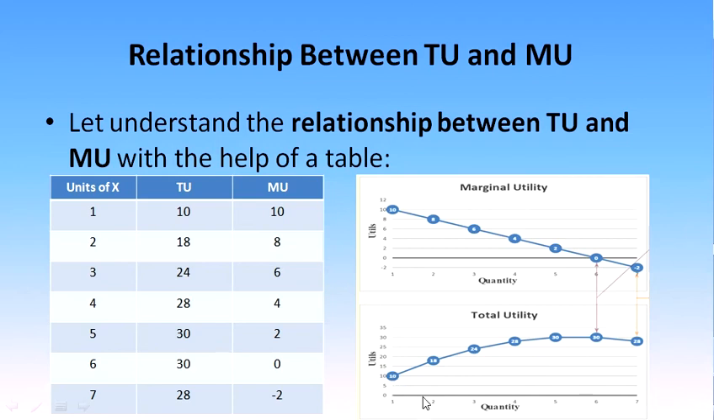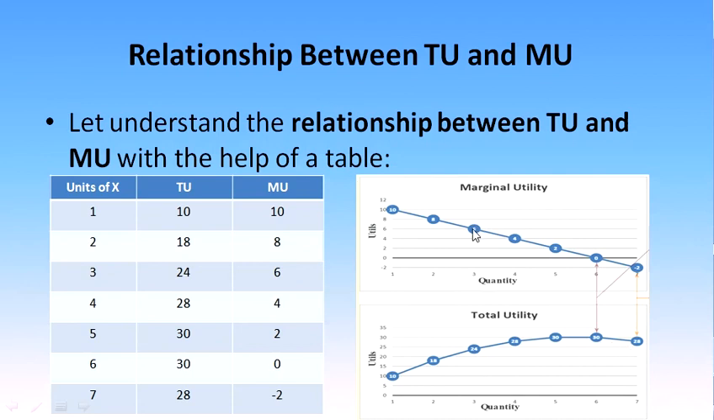Same way, 2 and next is 18. So 2 over here and 18 over here. So we are getting a point over here. Same way we have drawn the whole curve, and after getting all the points we join all the dots. Then after joining all the dots we get an upward sloping total utility curve.